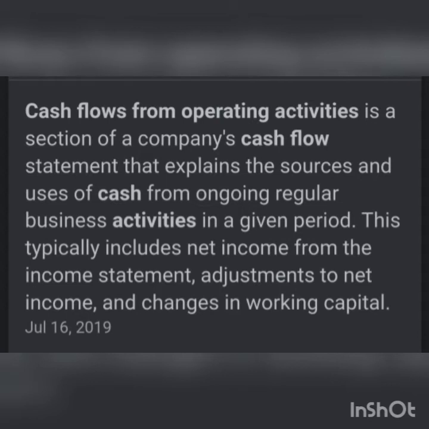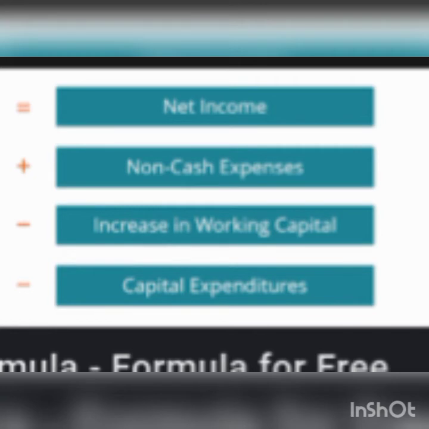These non-cash and non-operating incomes include profit on sale of fixed assets and investments, interest received, rent received. Then you will get the net amount, that is operating profit before working capital changes. Next, we are going to make the adjustments for working capital. Working capital means current assets minus current liabilities. After getting operating profit before working capital changes, the next step is to make the adjustments for working capital.